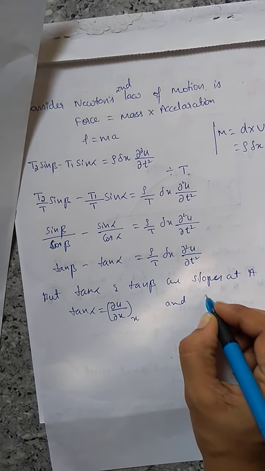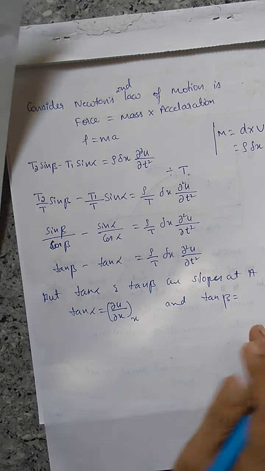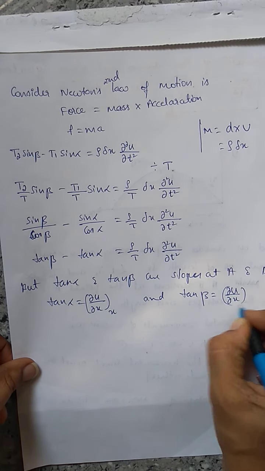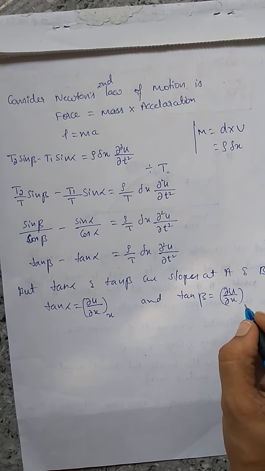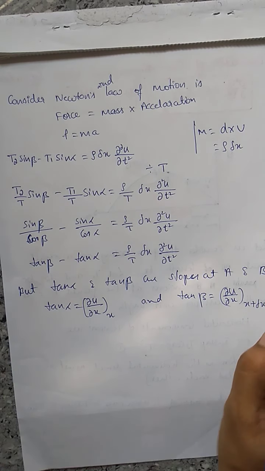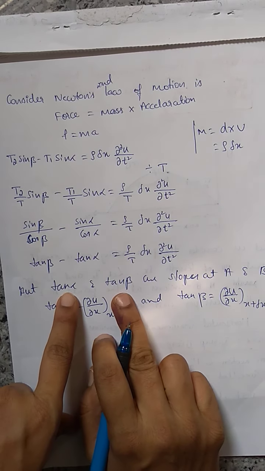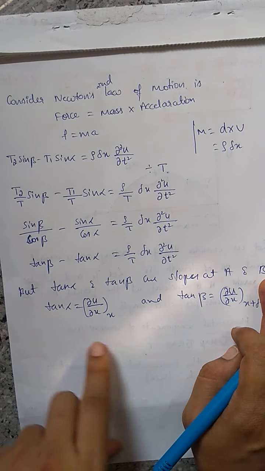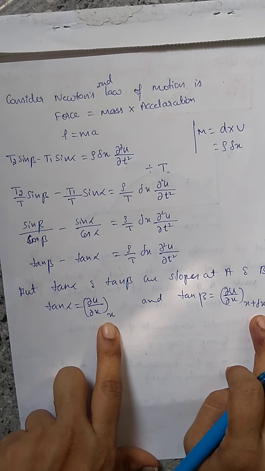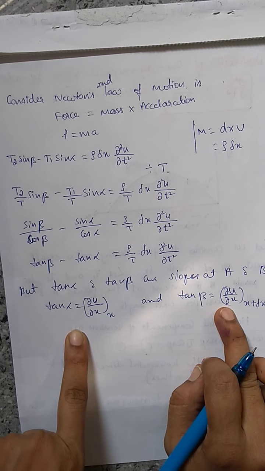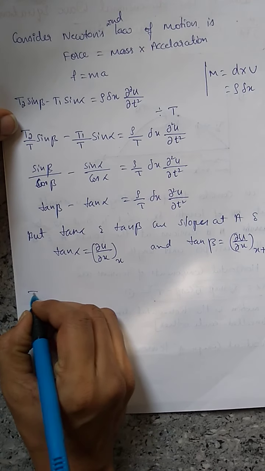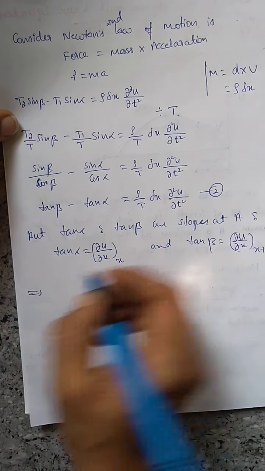And similarly, tan beta, the slope formula, is ∂u/∂x at the distance point B. What is the distance? x plus delta x. Okay, we know that tan alpha and tan beta are the slopes at the points A and B. At the points A and B, the distances are x and x plus delta x. Substitute these two, tan alpha and tan beta, in the previous equation. Using this substitution, I call it equation 2.